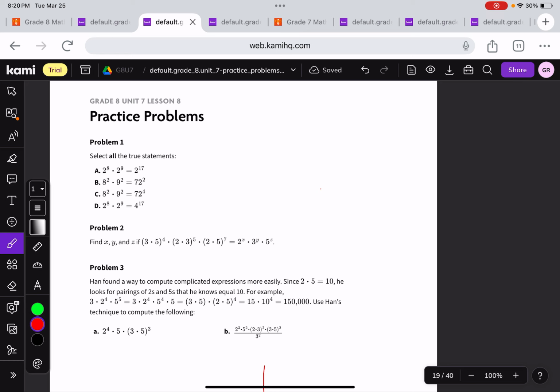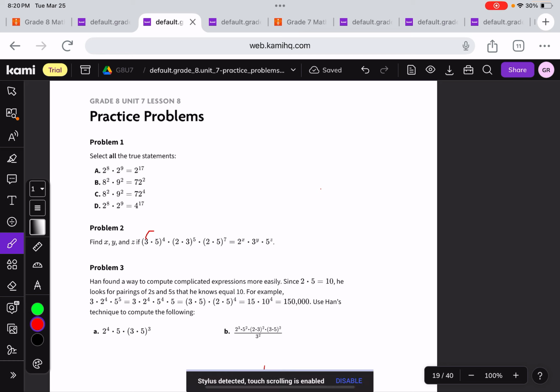So find x, y, and z of 3 to the 5th times 3 times 5 to the 4th times 2 times 3 to the 5th times 2 times 5 times 7. This one's kind of cool. You just have to figure out how many 2's are there, how many 3's are going to be, and how many 5's are there going to be.